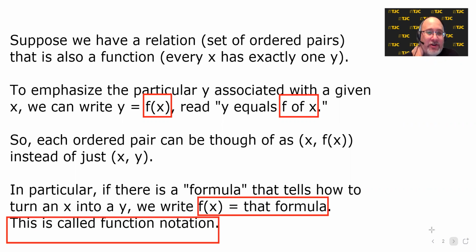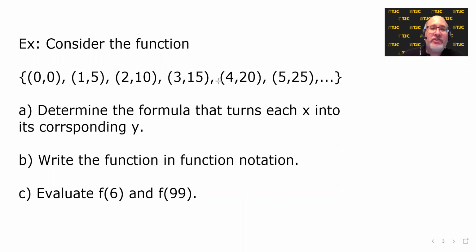All right, so let's take a look at an example. Consider the following function. The relation containing the ordered pairs 0, 0, 1, 5, 2, 10, 3, 15, 4, 20, 5, 25, and so on. So this relation, the set of ordered pairs, goes forever.